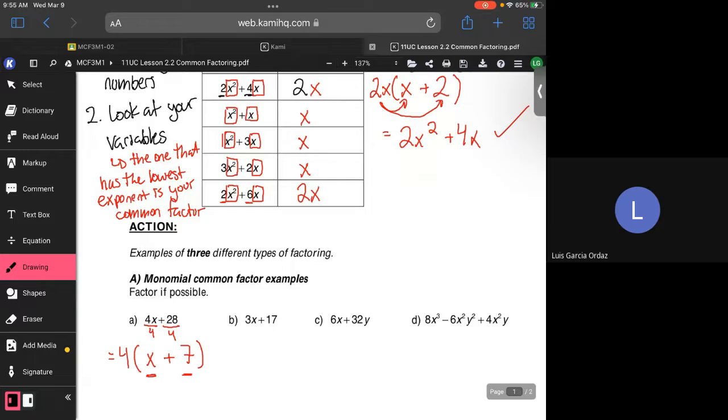Now my next one is 3x plus 17. Is there any common factor, or is this the most simplified it is? Simplified?